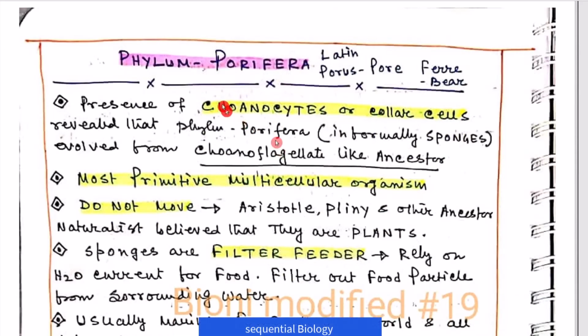Now we will discuss the characteristic features of this phylum. Phylum Porifera. The term Porifera comes from two Latin words. Porus means pore, and fera means bearer. That means animals whose body contains many pores are called pore bearers, and are included under phylum Porifera. The presence of choanocytes, or collar cells, reveals that phylum Porifera evolved from choanoflagellate-like ancestors, because the choanoflagellate actually looks like a collar cell, and for this reason it is believed that this phylum originated from a choanoflagellate-like ancestor.